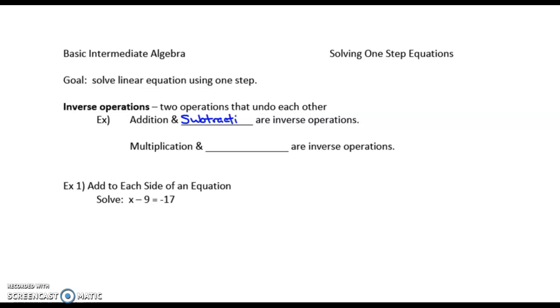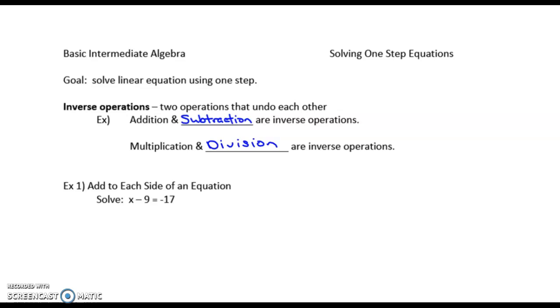And if we talk about addition and subtraction, they're inverse operations of each other. So if I have something I'm adding to one side, then I subtract it to get rid of it. If I have a subtraction, then I add it to get rid of it. The same thing is true when we talk about multiplication and division. Multiplication and division are also inverse operations.